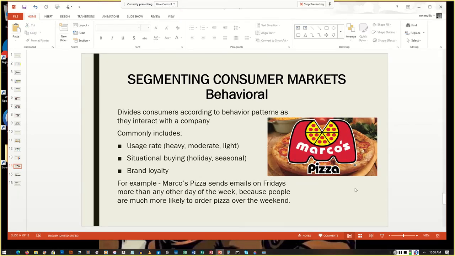So Marco's, all throughout the week from Sunday to Thursday, generally doesn't send out emails to their customers because people aren't buying pizza as much as they do on Fridays or Saturdays. So they send out their emails based off of customer traffic, and Fridays and Saturdays are the big times. So they're going to send out emails based off of that. Any questions?